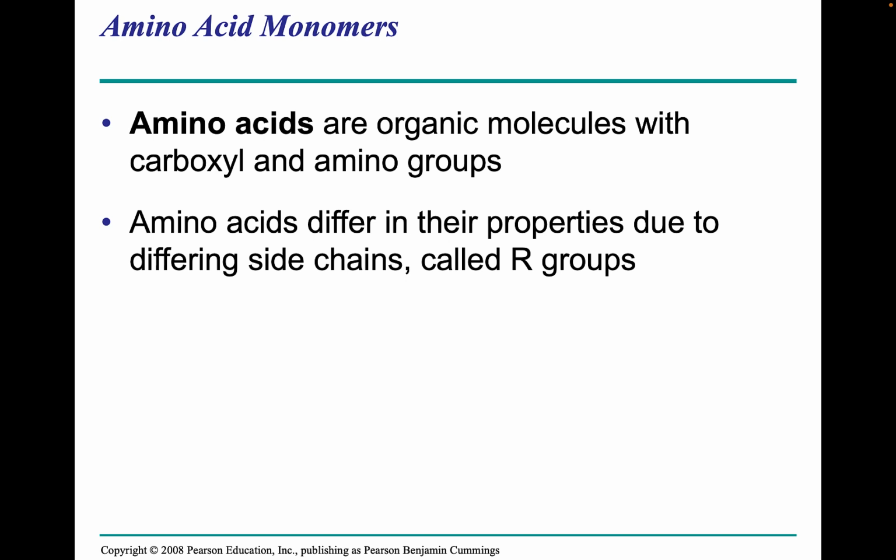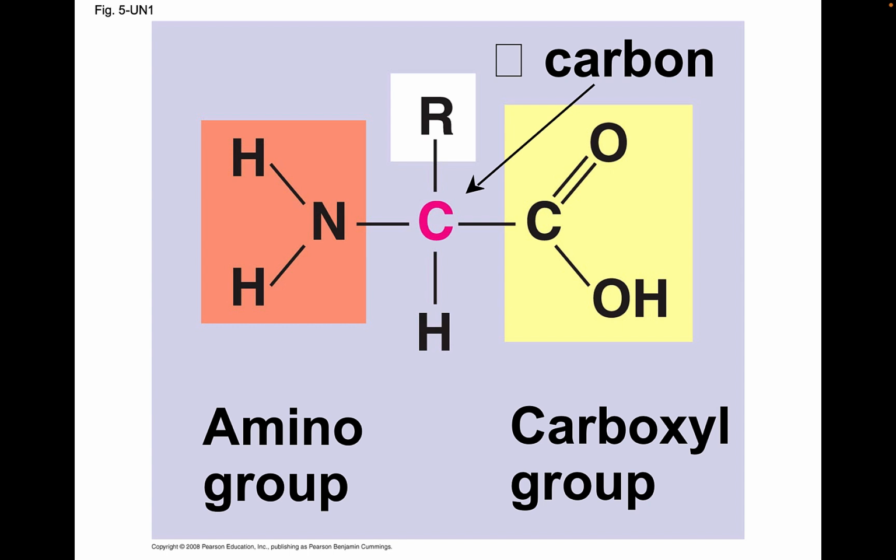Just as a refresher, amino acids are organic molecules that have carboxyl and amino groups, and I'll show you again a depiction of what that amino acid looks like. It's important that you recognize the R group. We'll talk about that in much more detail a little bit later on. Amino acids will differ in their properties due to differing side chains, which again we call R groups, and we'll talk about how those R groups are affected.